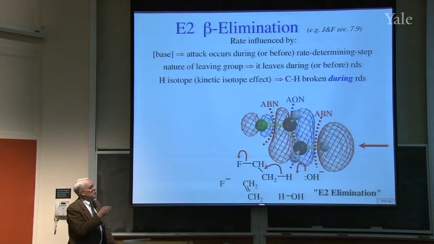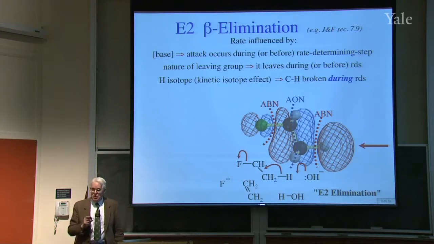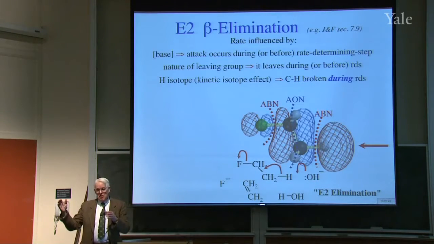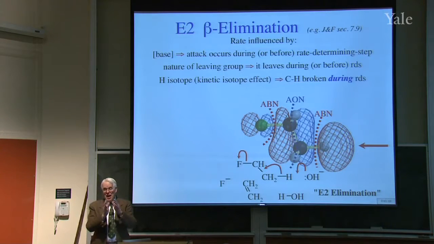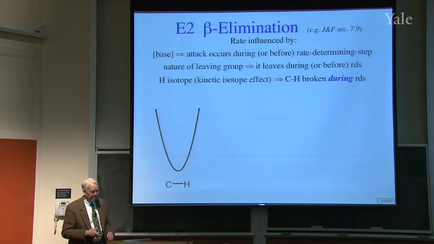These others only meant it was at the transition state or before the transition state that something was happening. But if this makes a difference, it shows that that bond is being broken during the transition state. So we know the leaving group is leaving. We know the base is coming in, either before or at the transition state. And now we know the hydrogen is leaving at the transition state, and let's see how that works.